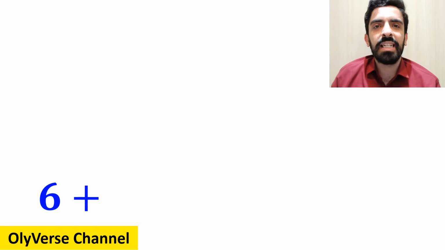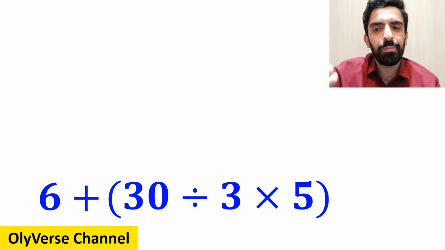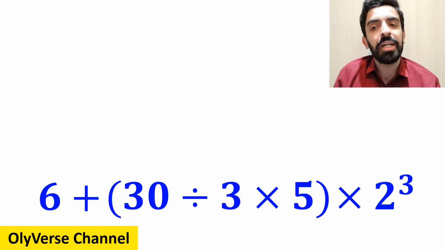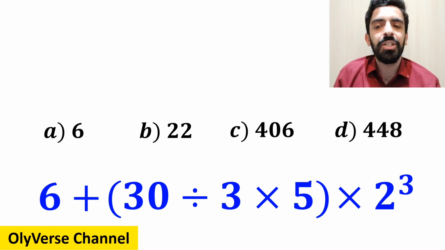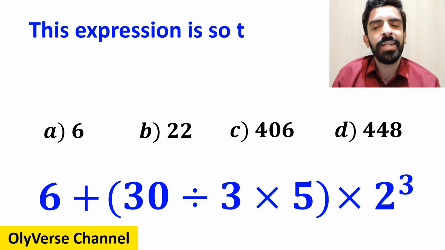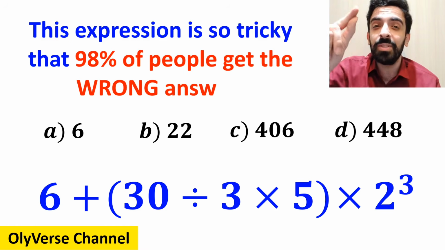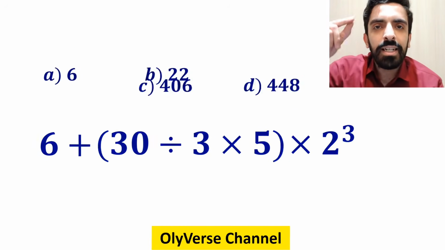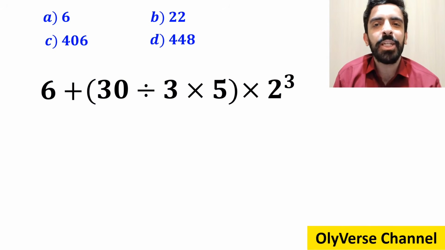What is the value of the expression 6 + (30 ÷ 3 × 5) × 2³? Which option do you think is the correct answer to this question? This expression is so tricky that 98% of people get the wrong answer. Let's dive in and break it down step by step together.